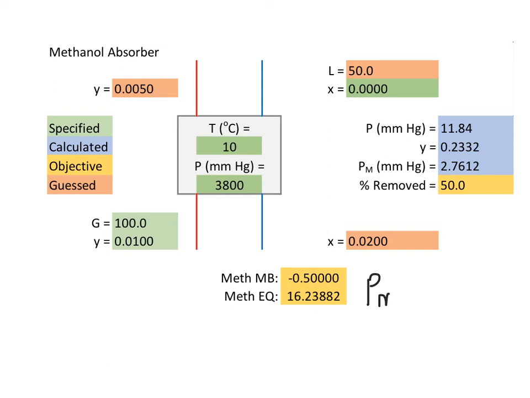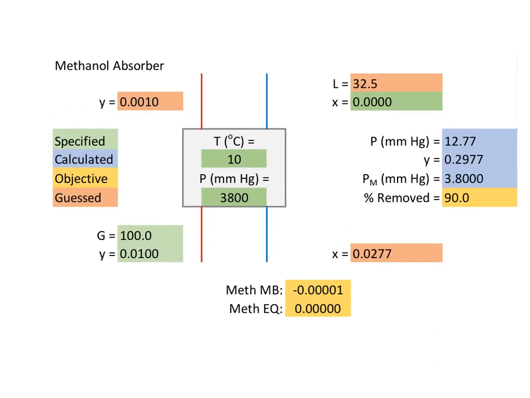PM is equal to Y, and this Y is the gas phase mole fraction, times the total pressure. So this partial pressure is this value. This mole fraction in the gas phase is this value, and the total pressure here of the gas phase is this value. Now, if you have to stop for a minute and think about that as an equilibrium relationship, go ahead. It took me a little while to come up with this myself.